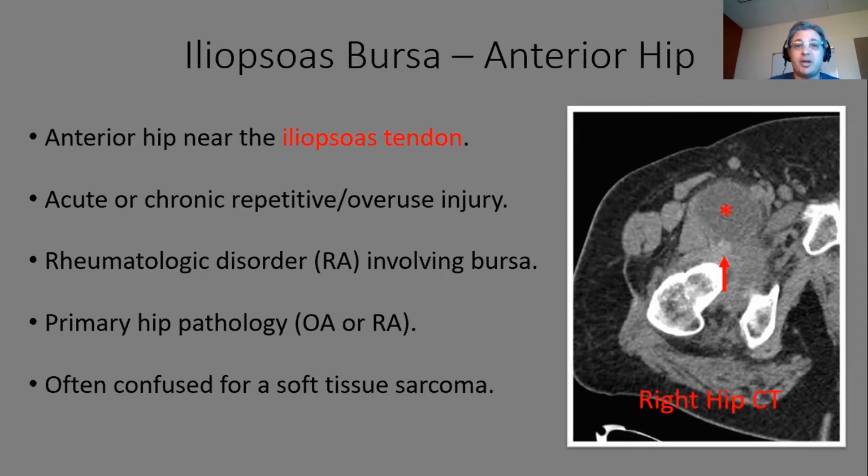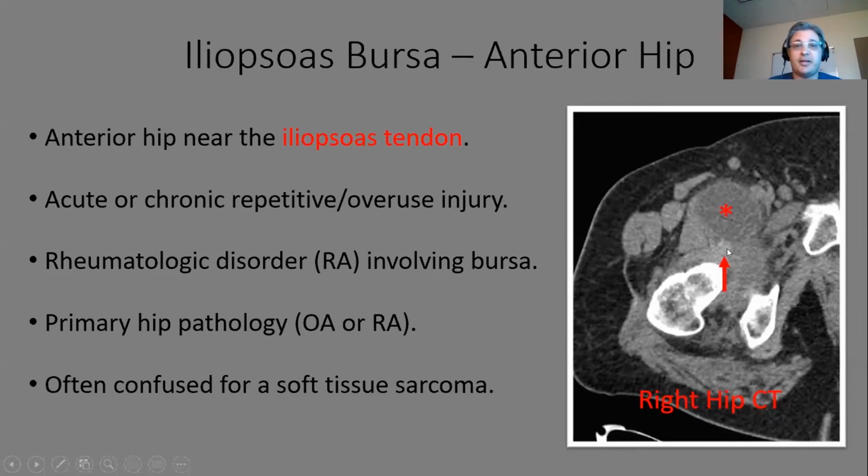The iliopsoas bursa occurs, as you can see nicely demonstrated on this right hip CT, along the anterior aspect of the hip joint. And in particular, it's intimately associated with this round density here, the iliopsoas tendon. You'll see it very commonly anterior and medial to the iliopsoas tendon.